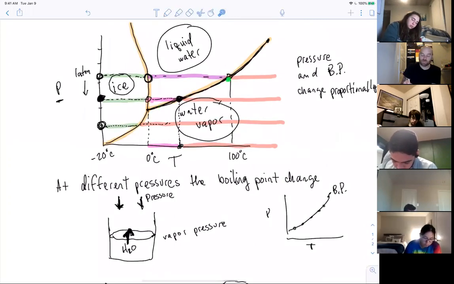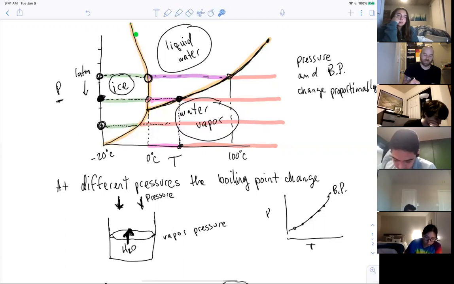The boundaries represent the phase transitions. So the most obvious one is when I'm going from liquid water to water vapor, this right here is the boiling point, right? So this is how I expect the boiling point to change as the pressure changes. And the same thing is true here.